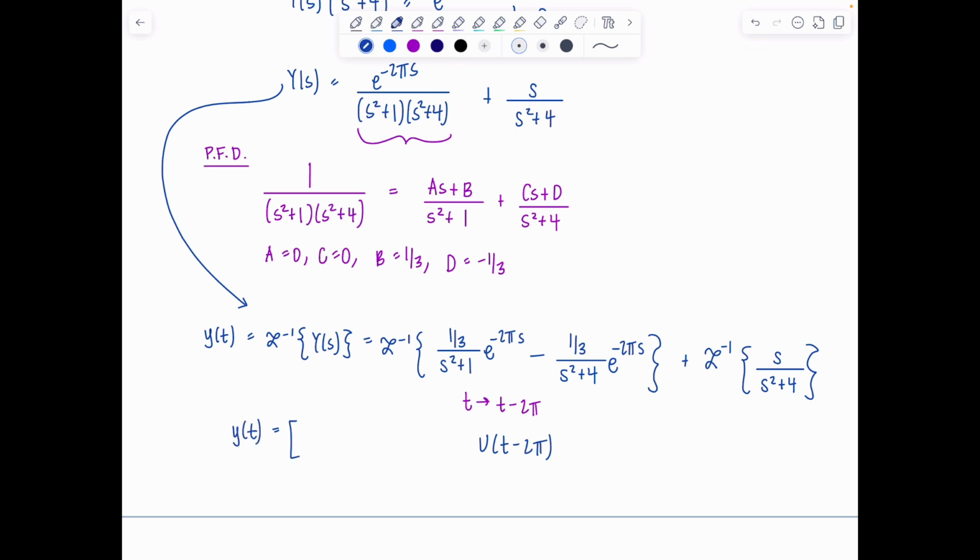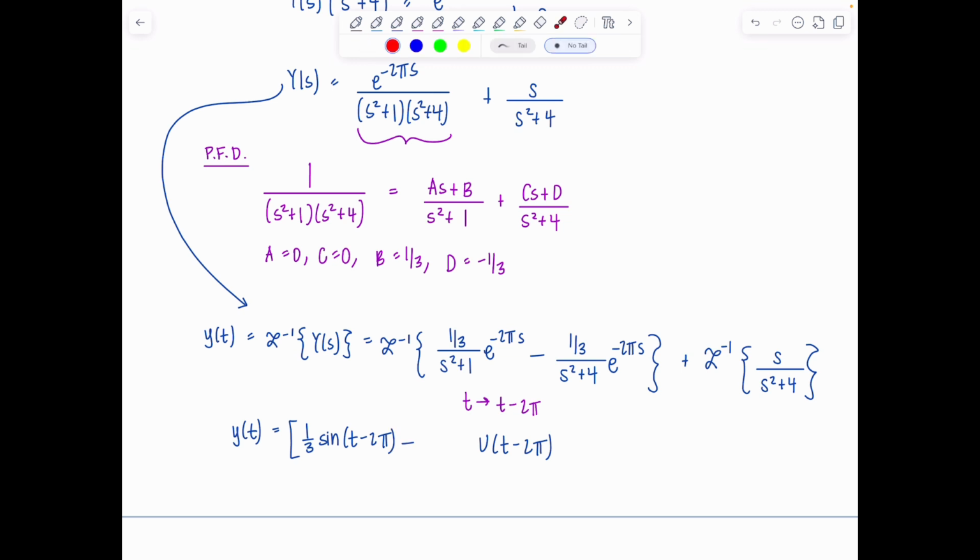So we're going to have here, there's no s up top, so inverse Laplace of this term is just going to be sine of 1 times t. There's an extra 1/3 in the front. That's fine. So we'll have 1/3 sine of t minus 2 pi. Don't forget to translate that part.